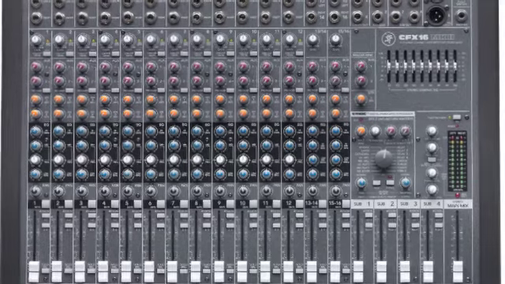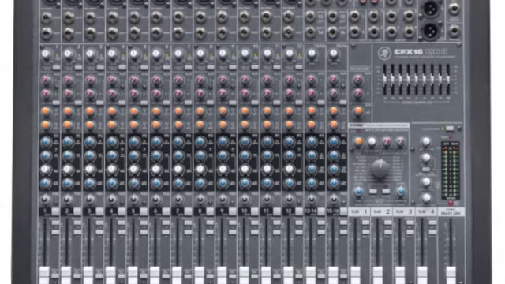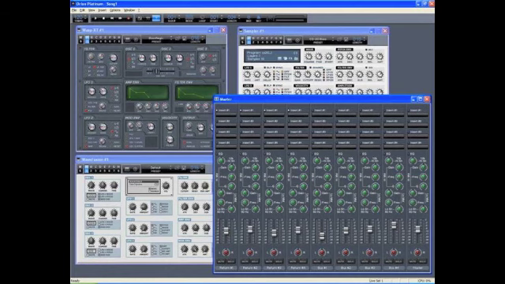Throughout the recording process, please be sure to keep organized. Efficiency and organization are very important.